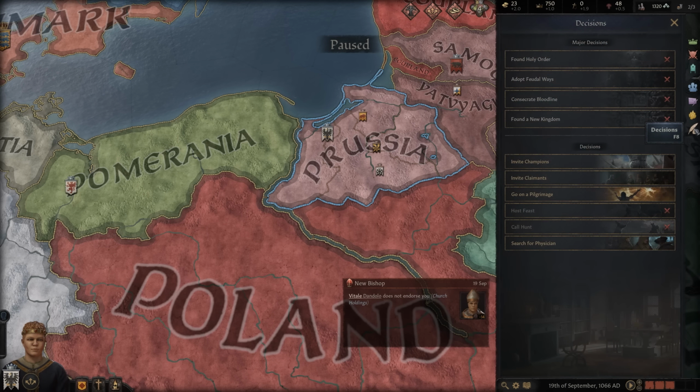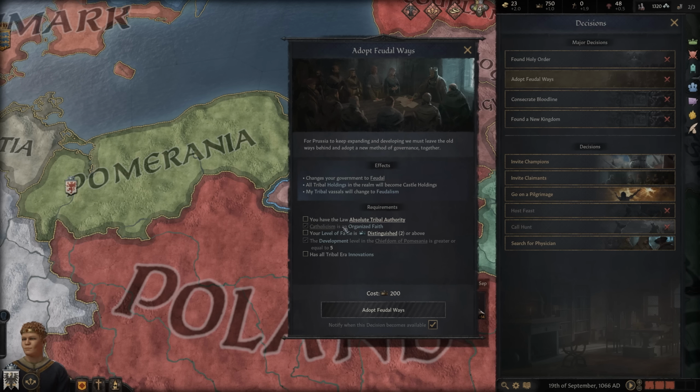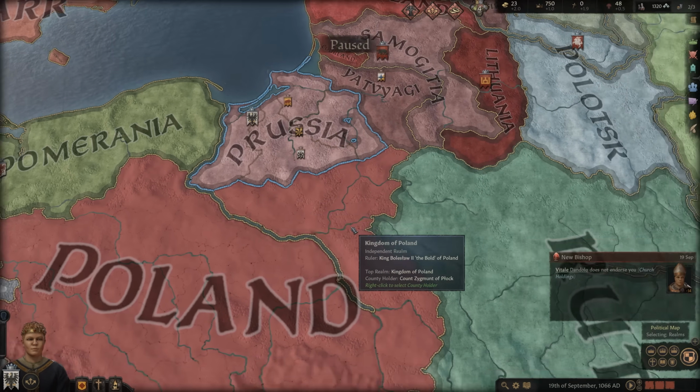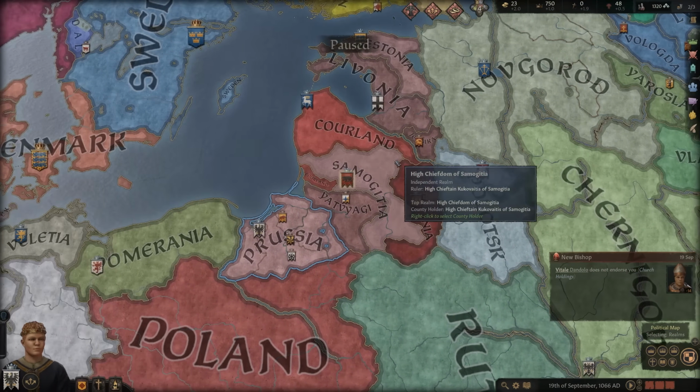But jumping back to decisions and adopt feudal ways, we now have this taken care of. Catholicism is an organized faith. So if you're struggling with the faith portion and organizing your faith, which is a super awesome RP way to approach adopting feudal ways as a tribal faction, you can just simply deal with it easily by converting to Catholicism or by converting to Orthodox Christianity or Muslim.